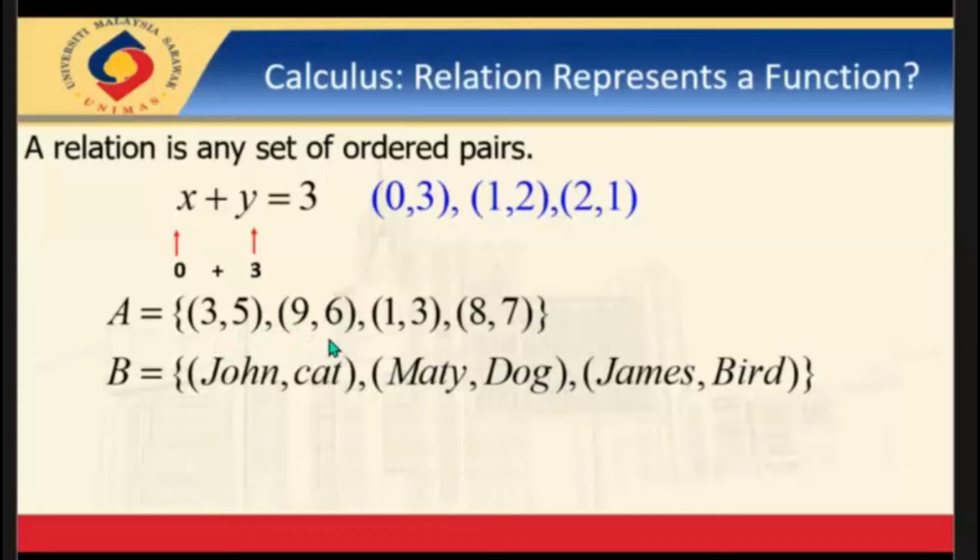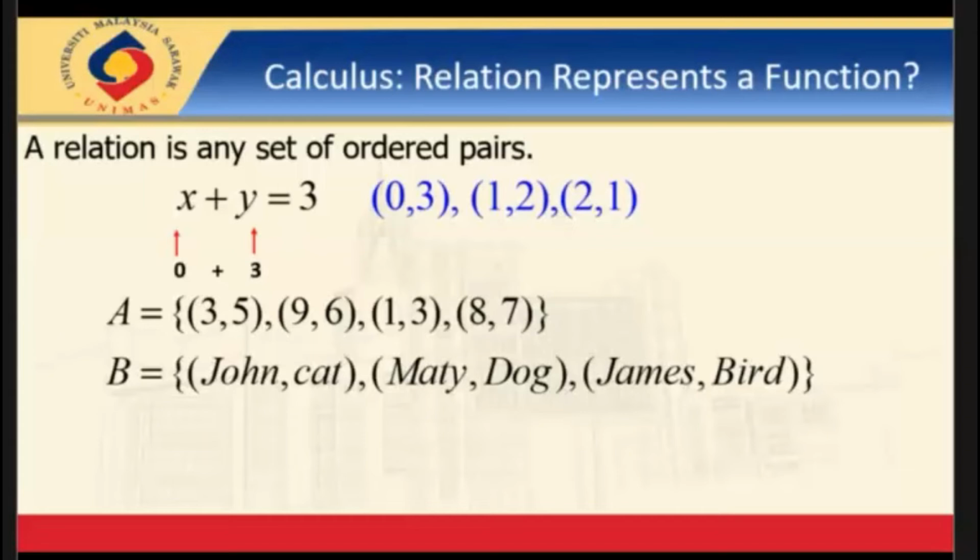Another possible relation: let's suppose we represent people and their pets. John has a pet cat, Matty has a pet dog, and James has a pet bird, and so on. In the same way, we can represent students in the form of ordered pairs as a relation, like student name and matric number.